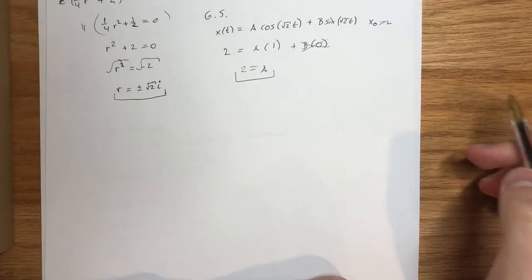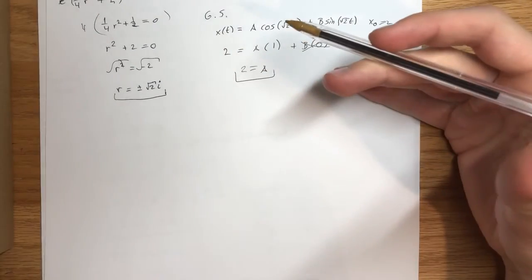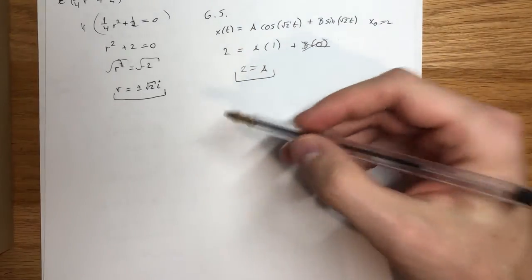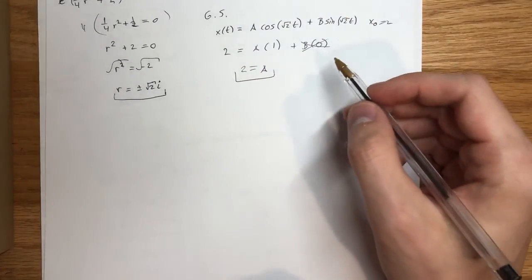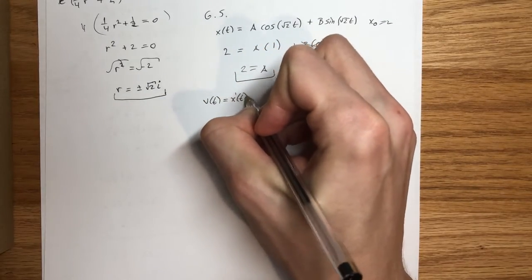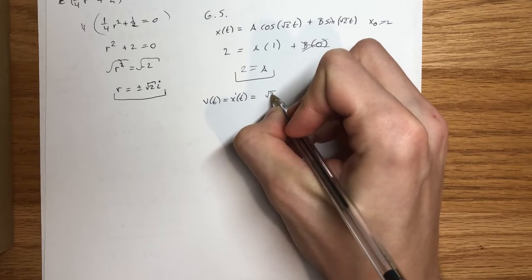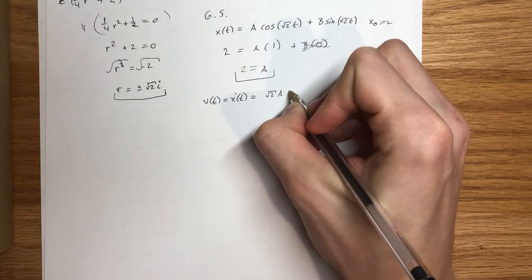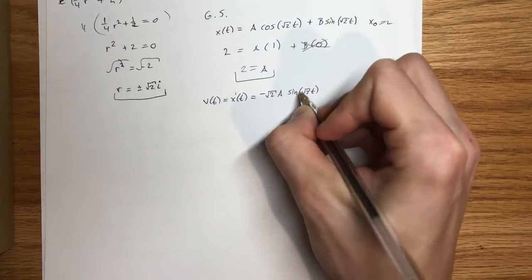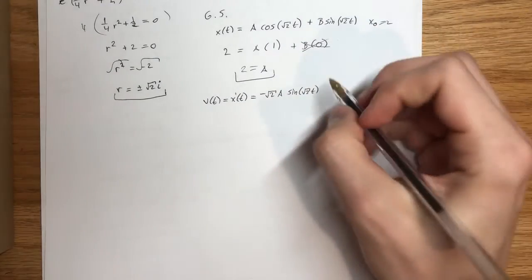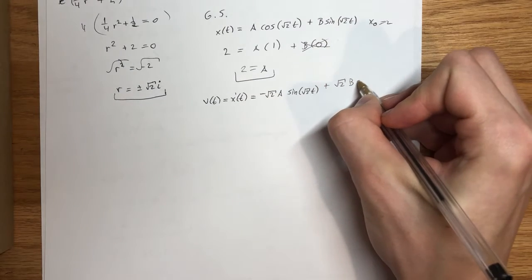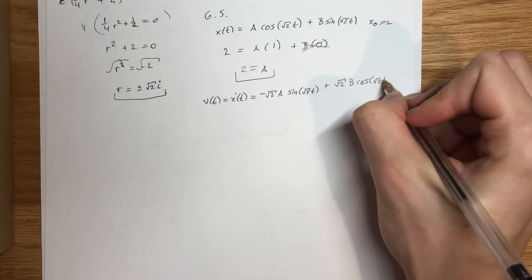And then what we need to do is use our other initial condition, v of 0 equals 0. Remember that we have this position function. Take the derivative, we get our velocity function. That's great because that's what we have an initial condition for. So v of t equal to x prime of t is going to be equal to negative square root 2 times a sine of square root 2t. Don't forget your negative, because the derivative of cosine is a negative sine. And then we'll have plus square root 2 b cosine of square root 2t.